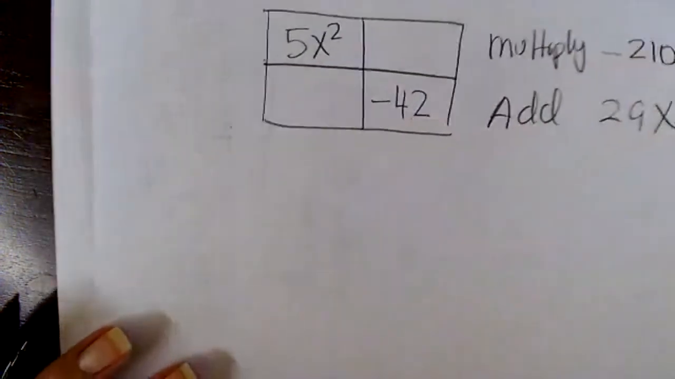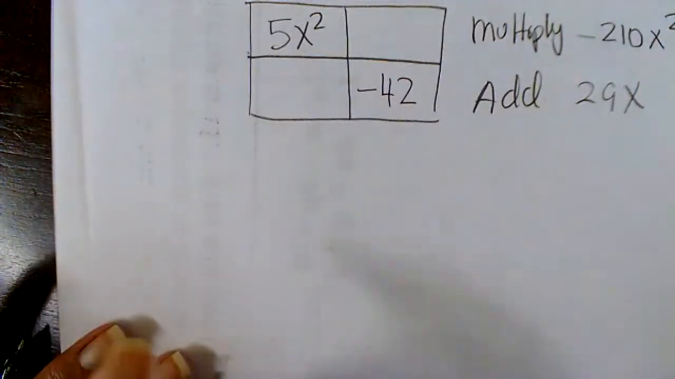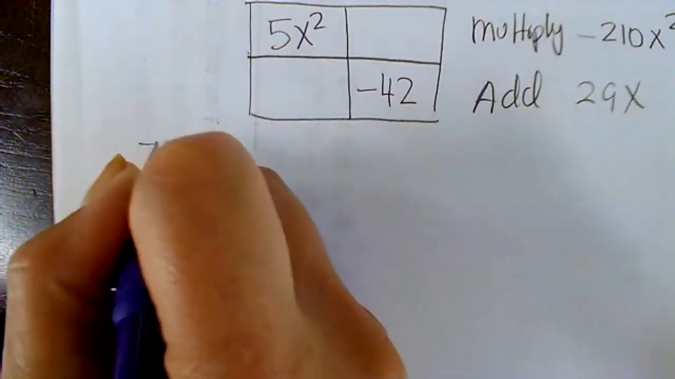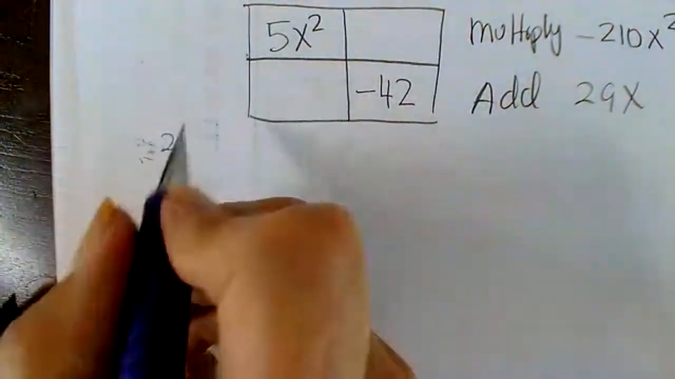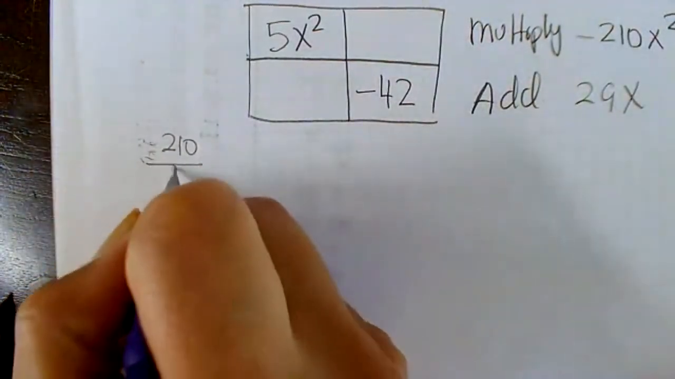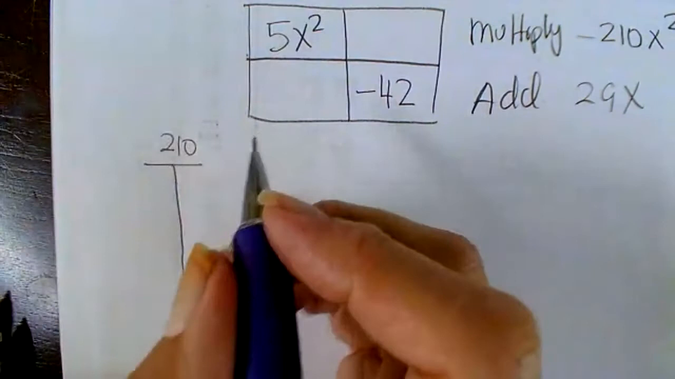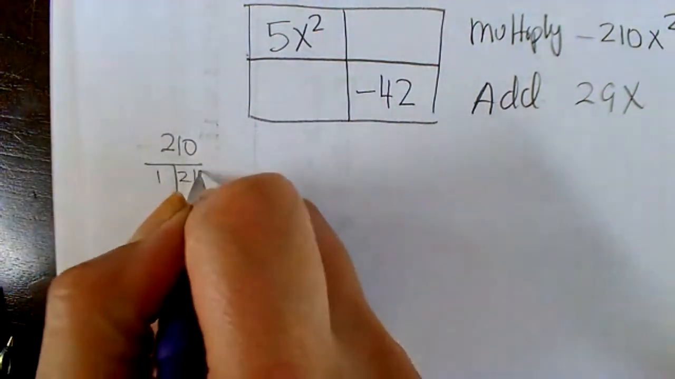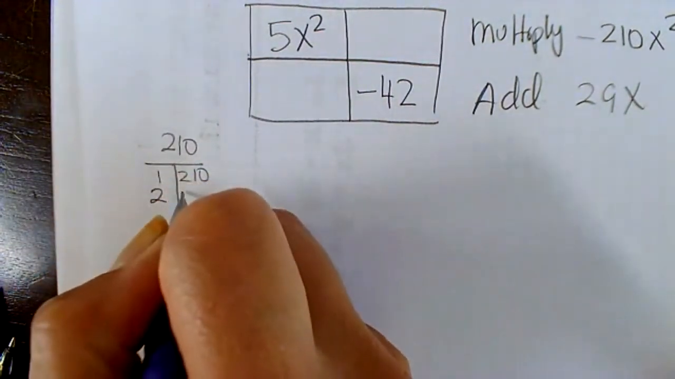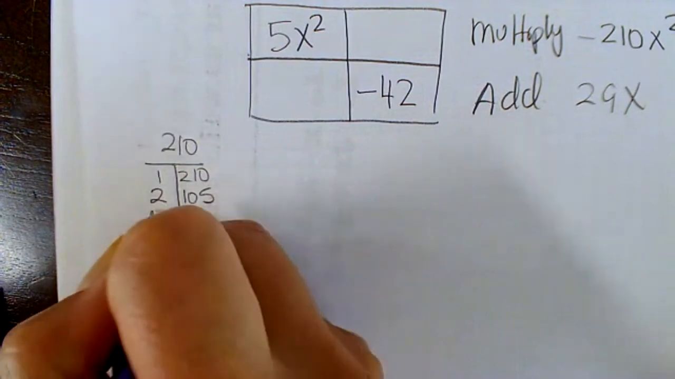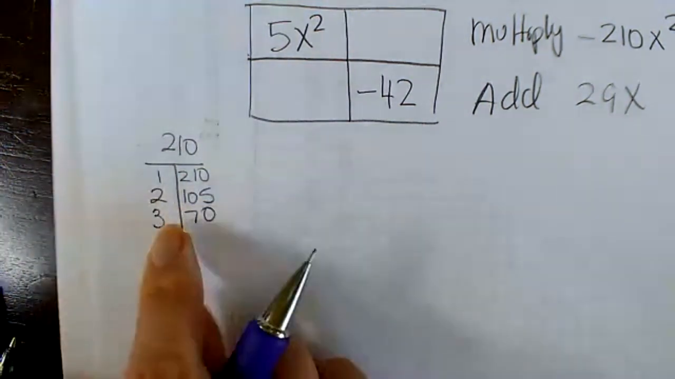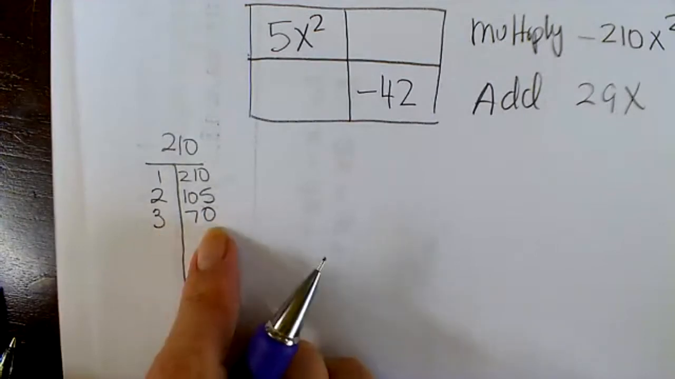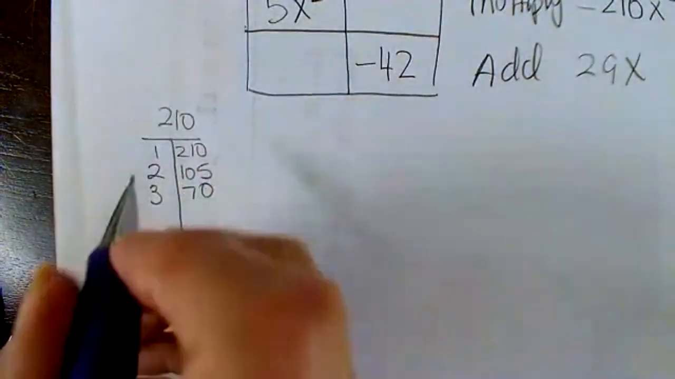So then let's find this number. So we have negative 210. 210 would be 1 times 210, divided by 2 would be 105, divided by 3 will be 70. But none of these ones, when I add them, I get 29.